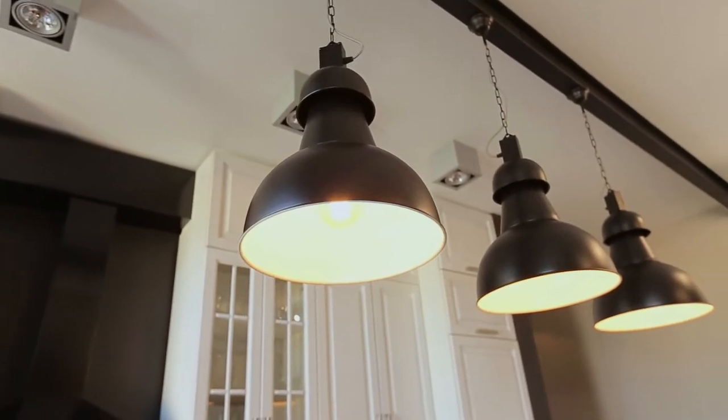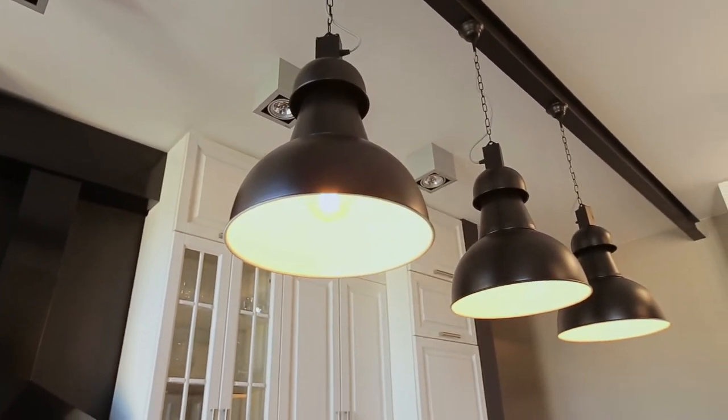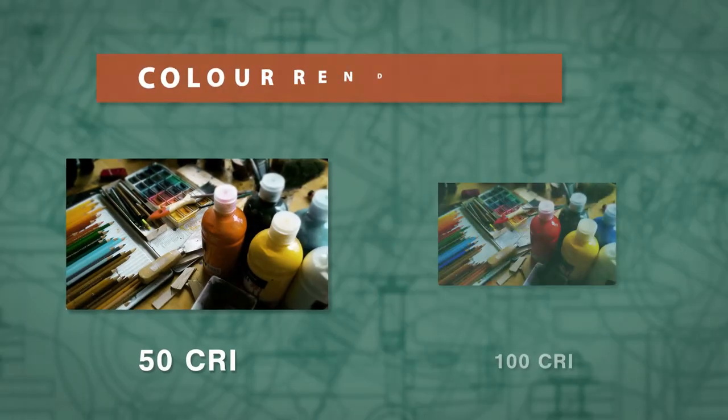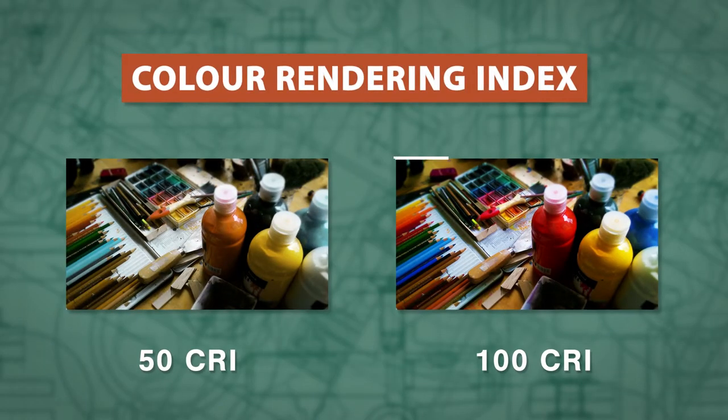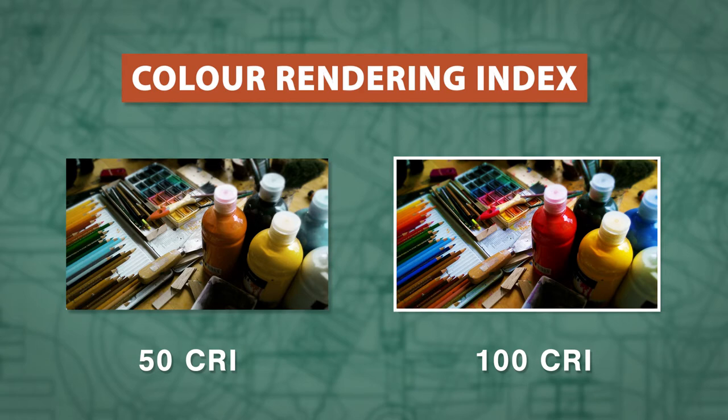The Color Rendering Index, or CRI, indicates how vibrant objects will look under the light source. A CRI of 80 to 100 will show colors most accurately.